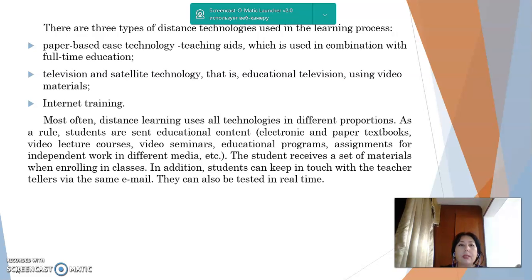As a rule, students are sent education content like electronic and paper textbooks, video lecture courses, video seminars, educational programs, assignments for independent work in different media. The student receives a set of materials when enrolling in the class. In addition, students can keep in touch with the teachers via email. They can also be tested in real time.